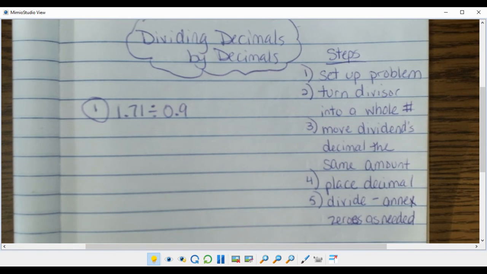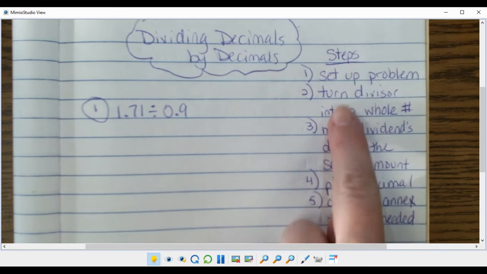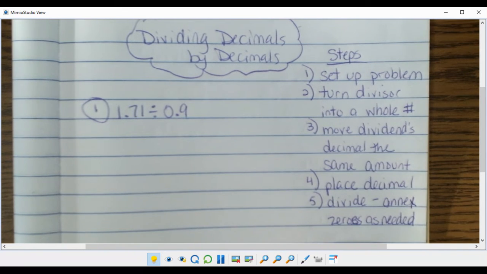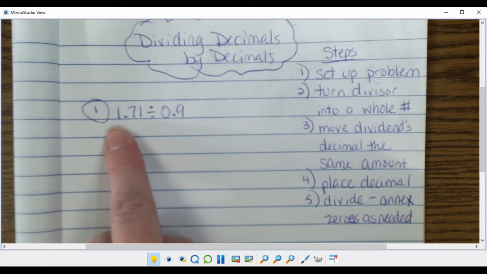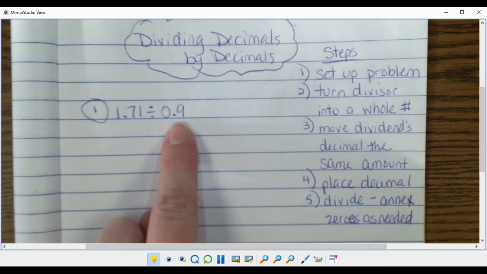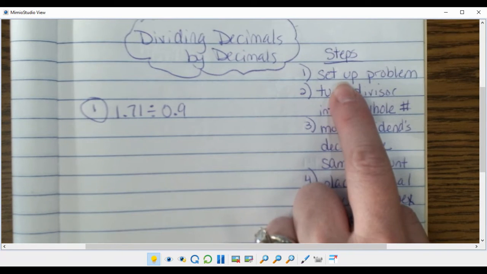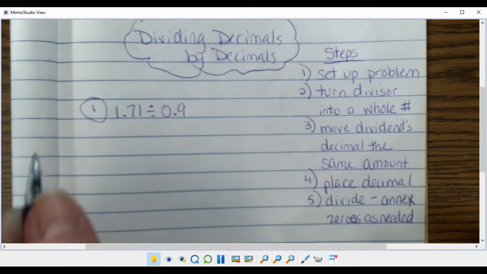In this video, we're going to talk about dividing decimals by decimals. I've listed out the steps over here, and we'll go through them one at a time as we do our example problems. Our first example is 1 and 71/100ths divided by 0 and 9/10ths. Our steps say that the first thing to do is to set up the problem.